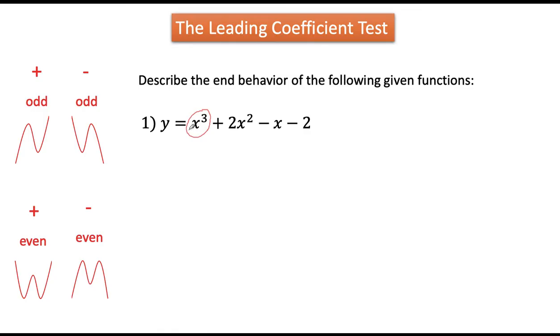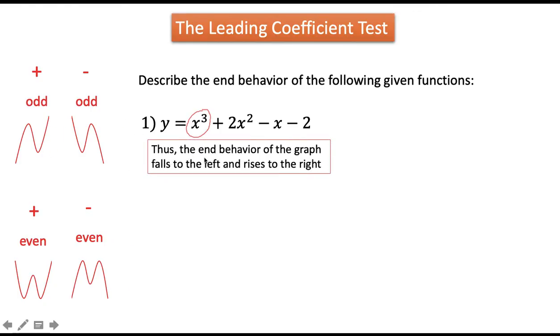So what is the sign of our leading coefficient? Since it is positive, it falls to the left. And our degree is an odd number, so this tells us that this is how the sketch of our given looks like. Therefore, the end behavior of the graph falls to the left and rises to the right.